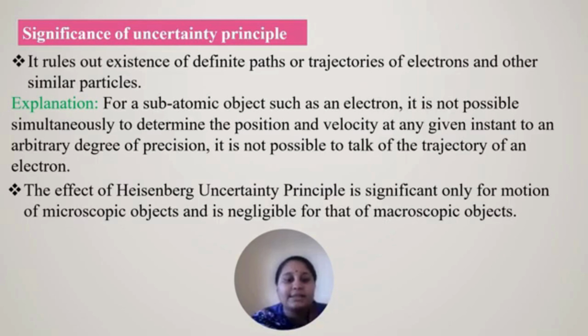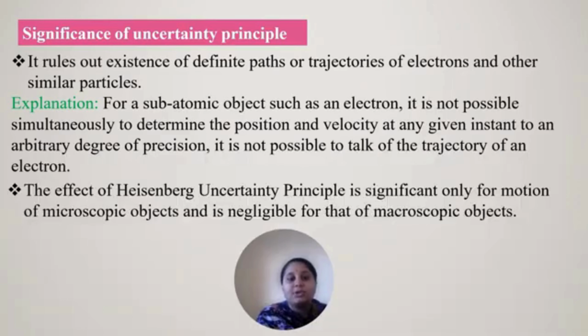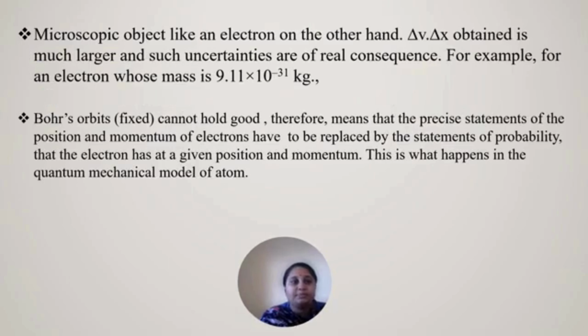And this Heisenberg uncertainty principle applies to microscopic objects. So only for microscopic objects like electrons can we find this, but not for macroscopic objects. So delta V into delta X which is obtained is much larger, and these uncertainties are a real consequence. For example, the mass of an electron is 9.11 into 10 power minus 31 kg. As the electron is microscopic, this example holds good.